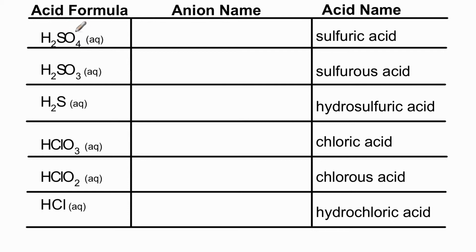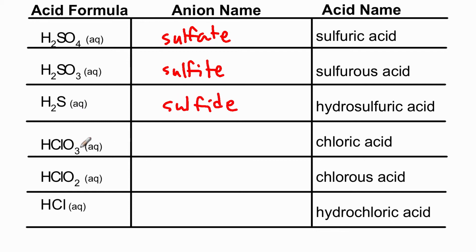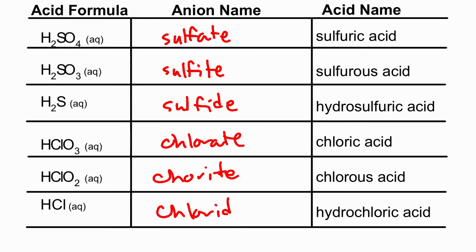If you look in your polyatomic ions, SO4 2 minus is called sulfate. SO3 2 minus is sulfite. This one, it's just a sulfur, so its anion name would be sulfide. Here again, this one would be chlorate, this one's chlorite, and this last one is chloride. Notice that the anion names end in one of 3 things: either ate, ite, or ide.